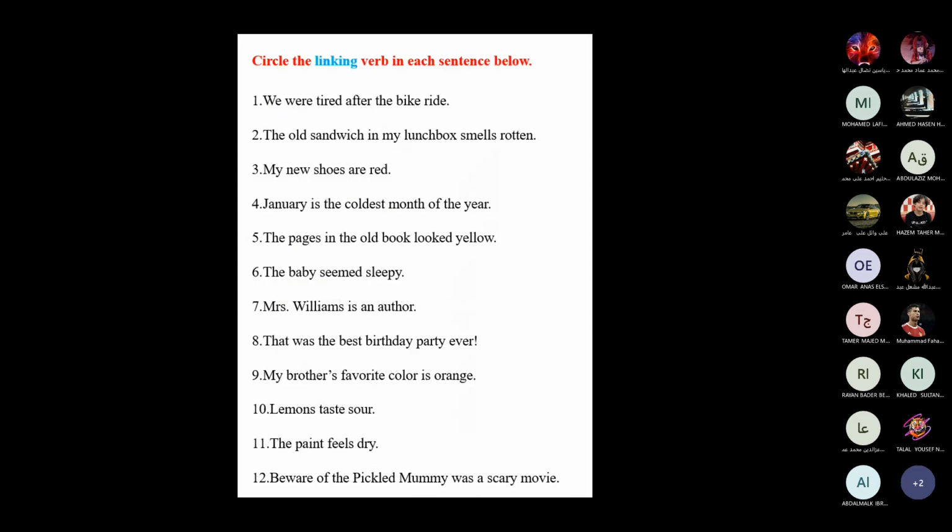Okay. This is the page, yes, sorry. So I'll send it through a picture. Okay, just write the answers for that page, guys. Just write the answers only. Number one, the answer is like that, okay? Linking verbs, okay? We need only the linking verbs in that sentence. Anybody has finished page 64, send the answers, please.